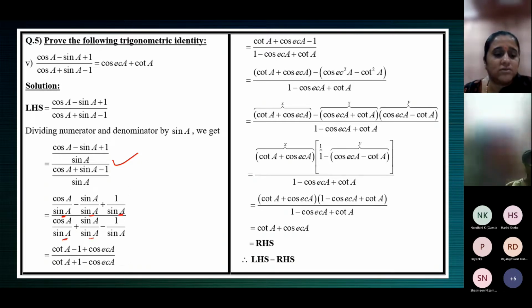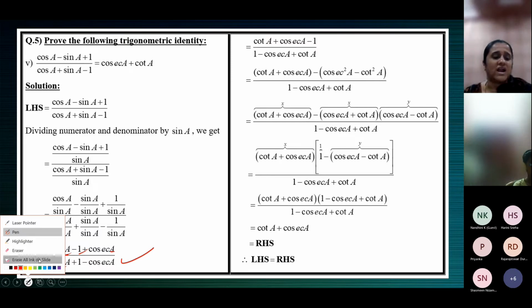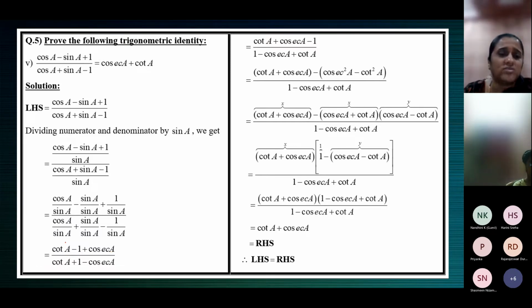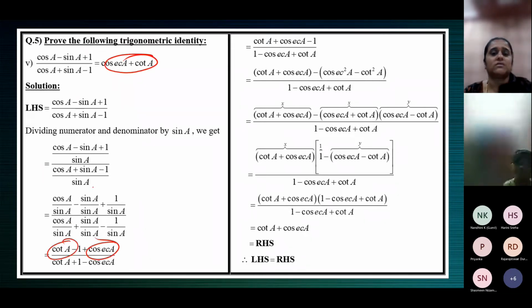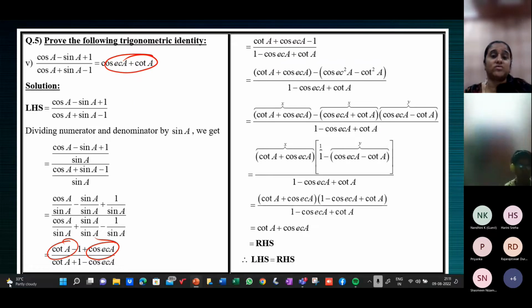Then write what it is. Cos A by sine A is cot A. Sine by sine is 1. 1 by sine is cosecant. So you can understand the step. The start is important, nothing else. You should start by dividing by sine A. When you divide by sine A, you're getting cot A and cosecant A. That's what is in the RHS, cosecant and cot.